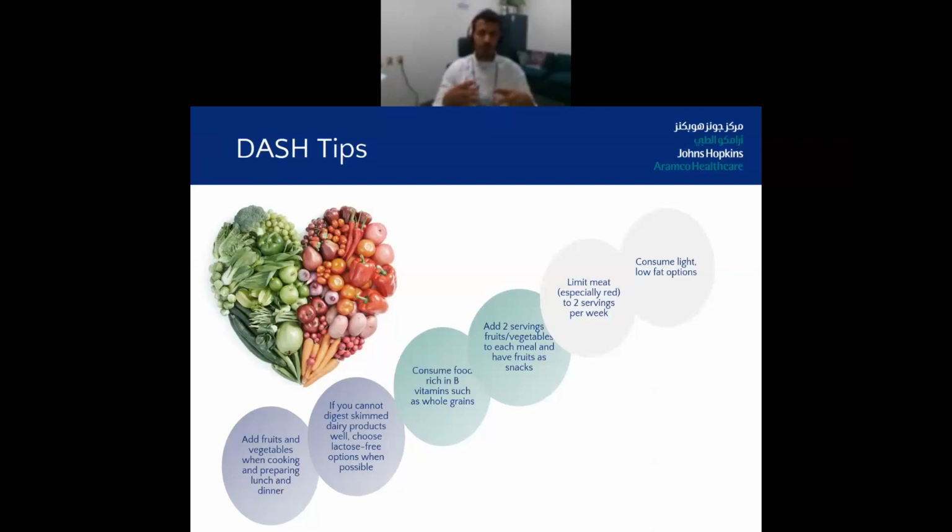And try to consume food rich in B vitamins, such as whole grain. And if you cannot digest skimmed dairy products, well, choose lactose-free options when possible. And add fruits and vegetables when cooking and preparing lunch and dinner. They must always be an essential and main item on the table.